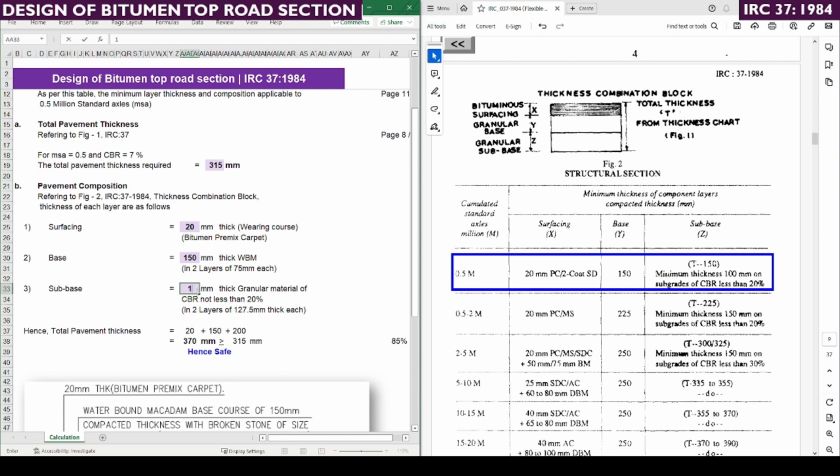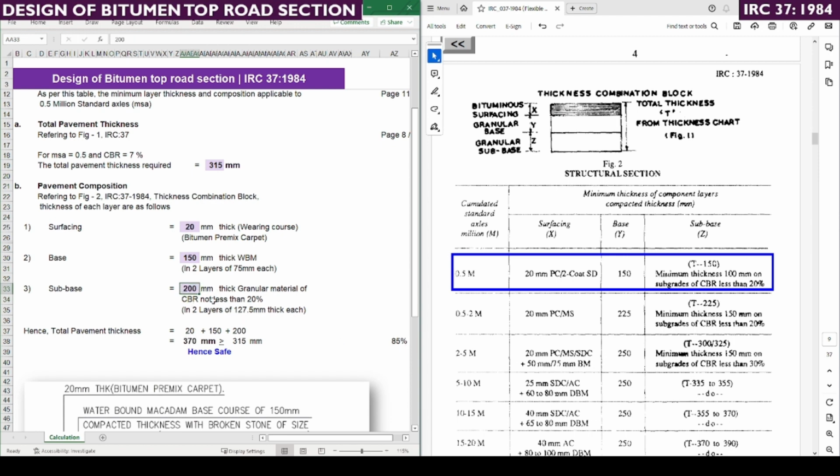If you consider this 100, then it will not satisfy Figure 1, which requires a total thickness of 315. So we are increasing this to 150. Now it is stating safe. But 150 gives a 98% utilization compared to the actual total pavement thickness required as per Figure 1, so we can increase this a little more. Instead of 98% usage, we can increase the thickness to 200 mm.